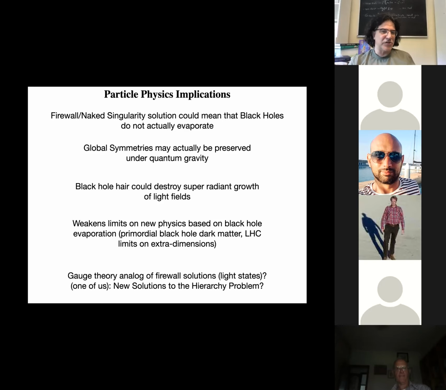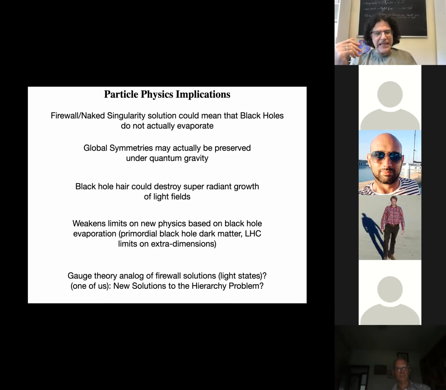Black hole hair could destroy things like superradiant growth of light fields. People have tried to put constraints on axions from potentially accurately measuring, eventually, rotation of high spin black holes. But if the black hole itself has some non-trivial surface, it can mix states and destroy this growth. So bounds like that would go away. It weakens limits on black hole evaporation for, say, primordial black holes, or LHC limits on extra dimensions and black holes produced at colliders if they don't radiate.